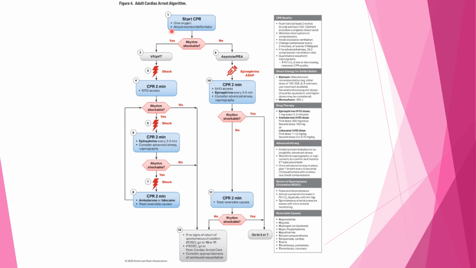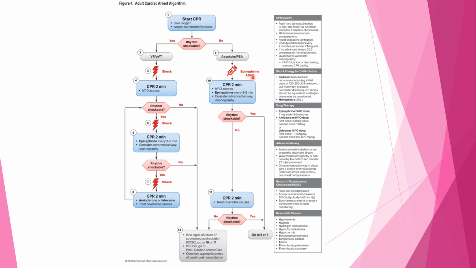Or if from the beginning it is a non-shockable rhythm, it will go to this pathway also. So now, if on the monitor there is asystole or pulseless electrical activity, how will I manage the patient? High quality CPR and give adrenaline as soon as possible. So epinephrine, the first dose will be in the first cycle.